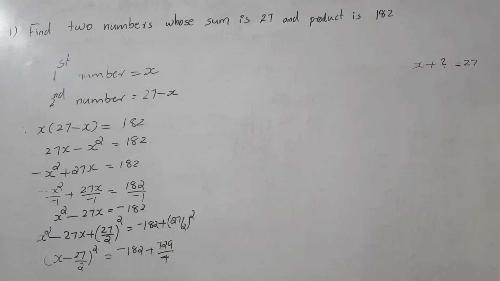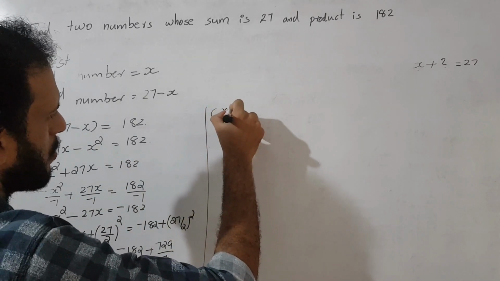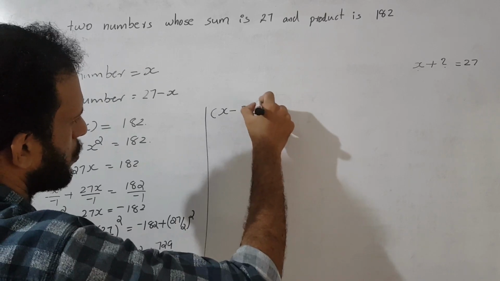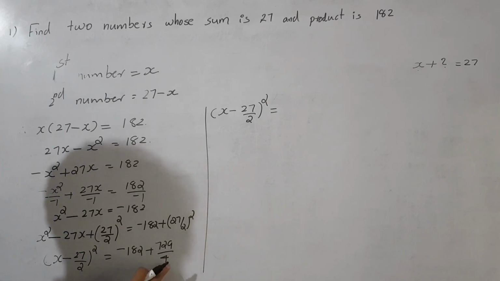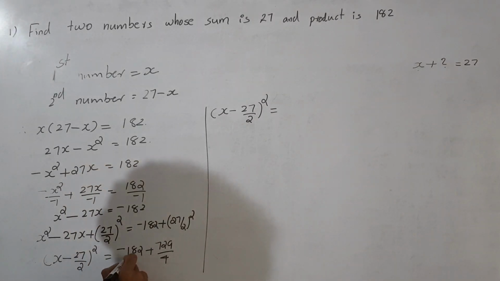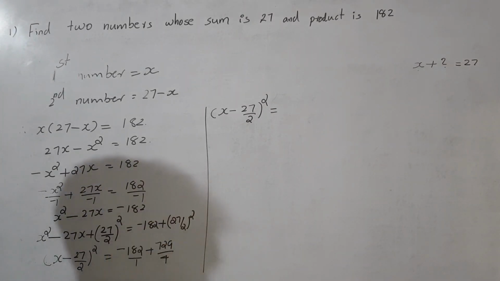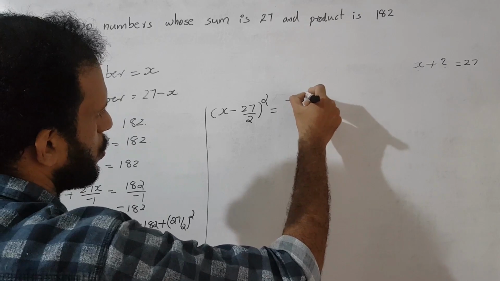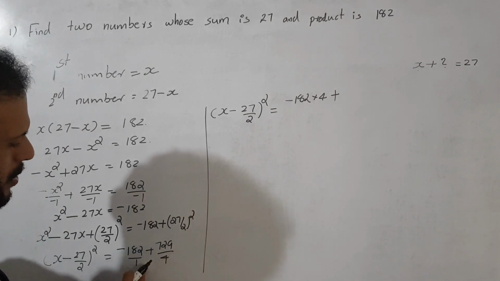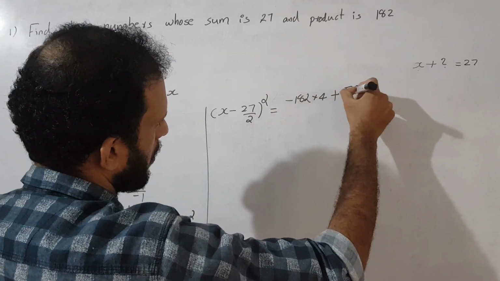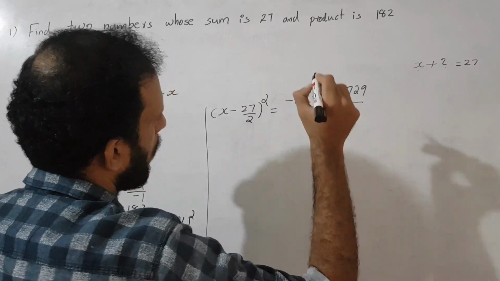729 by 4. The next step, x minus 27 by 2 whole square is equal to, we know it is not possible to add directly because the second one is in the form of a fraction and the first one is not, correct? So we make this one by 1, or do the cross multiplication. Then what do you get? Minus 182 into 4 plus 729 by 4. We make the denominator equal.